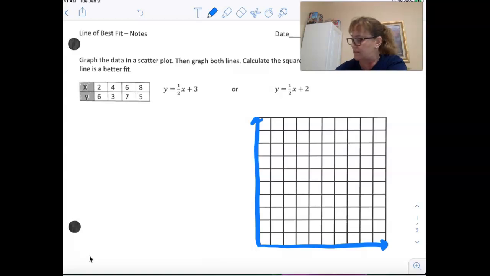So 2, 6 is up here. 1, 2, 3, 4, 5, 6. 4, 3 is there. 6, 7 is there. And 8, 5 is there.